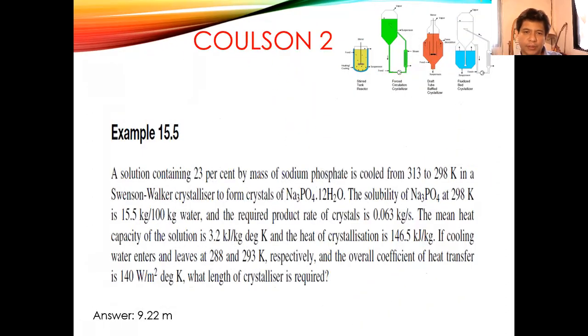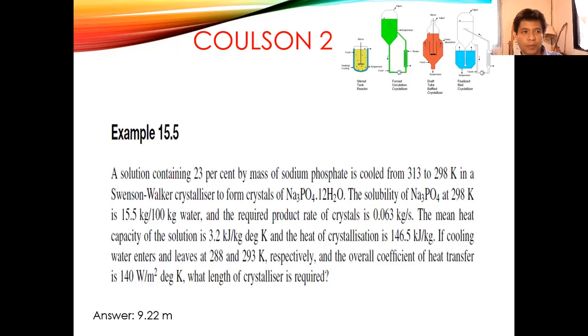Okay, so this one is example 15.5. Still from Colson, ano? So ito, in this particular problem, we're going to calculate the length of the Swenson-Walker crystallizer. Kung natatandaan niyo pa, a Swenson-Walker crystallizer is a type of cooling crystallizer, no? Kasama siya nung batch. So you just simply cool the solution tapos walang evaporation, no? So tapos fix yung kanyang diameter 0.6 meter, di ba? Pero continuous siya. Okay, so ang kina-calculate lang dito yung length.